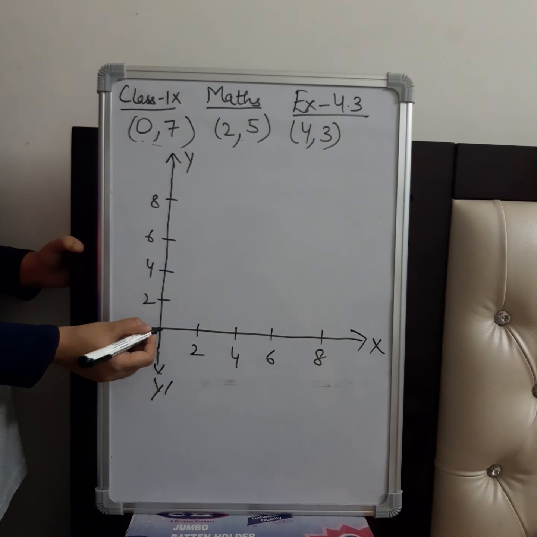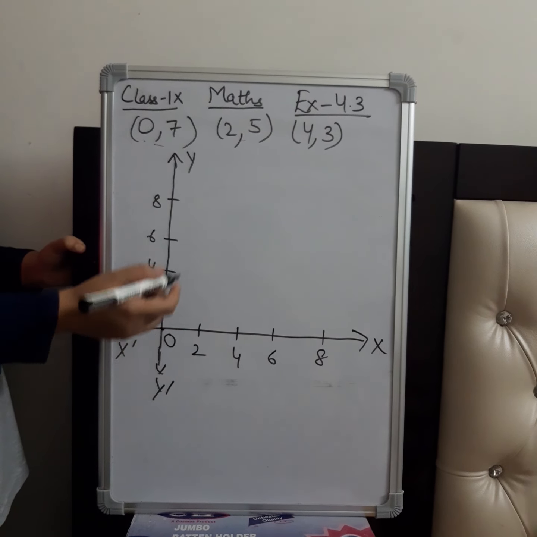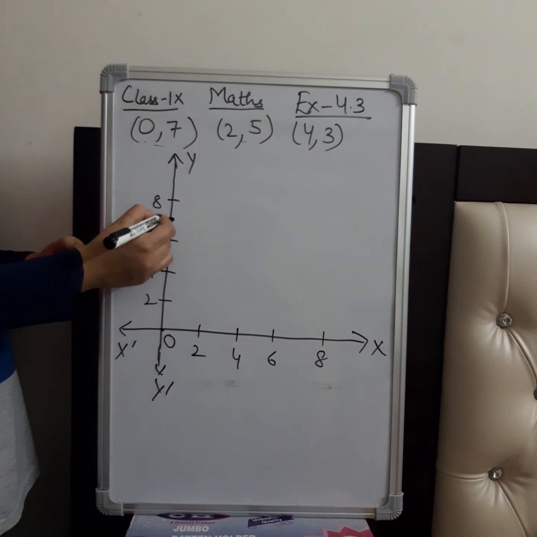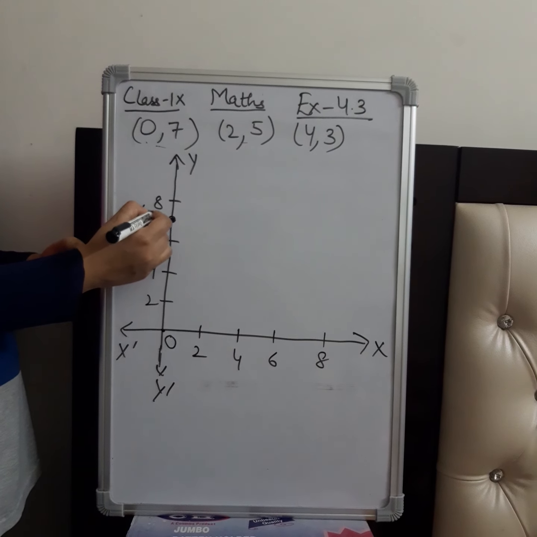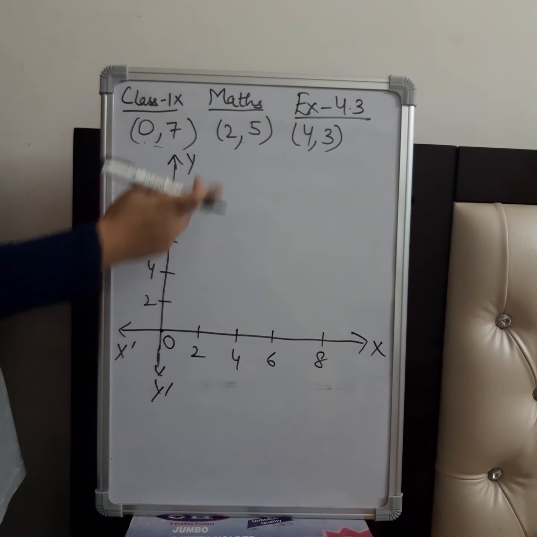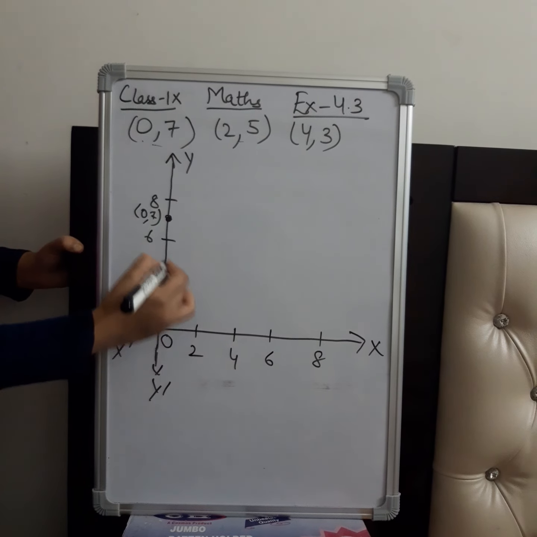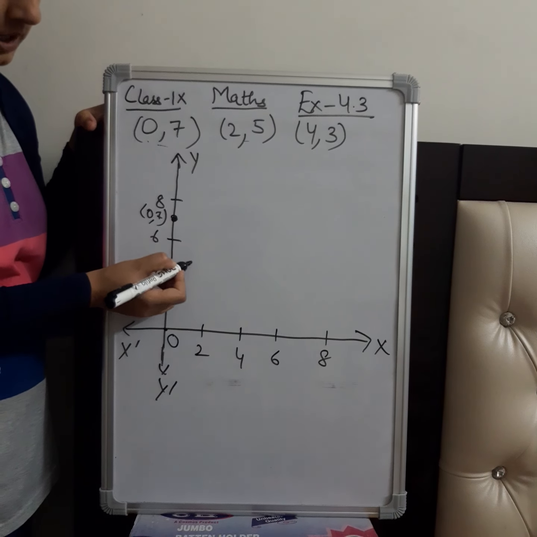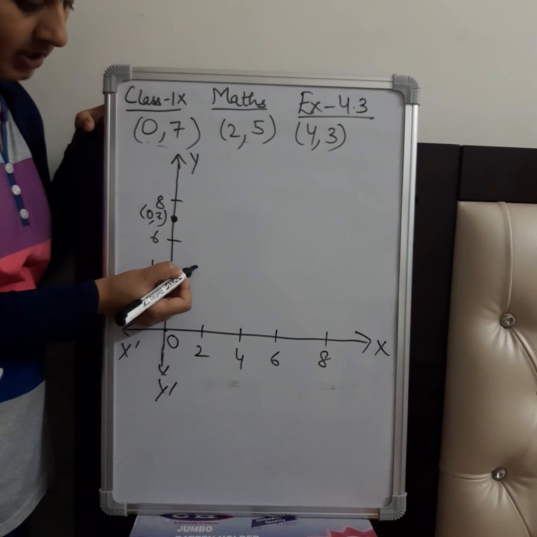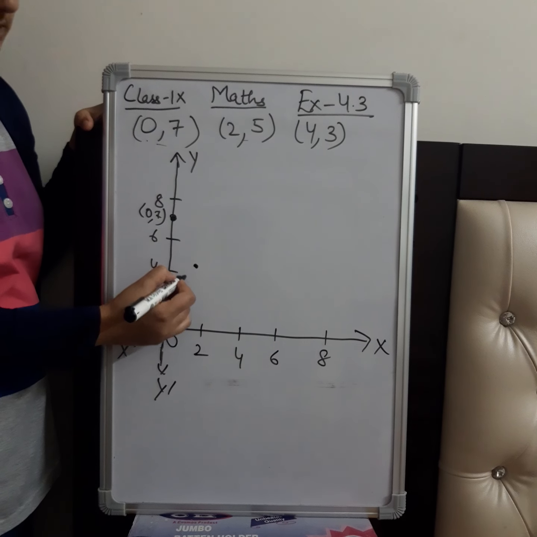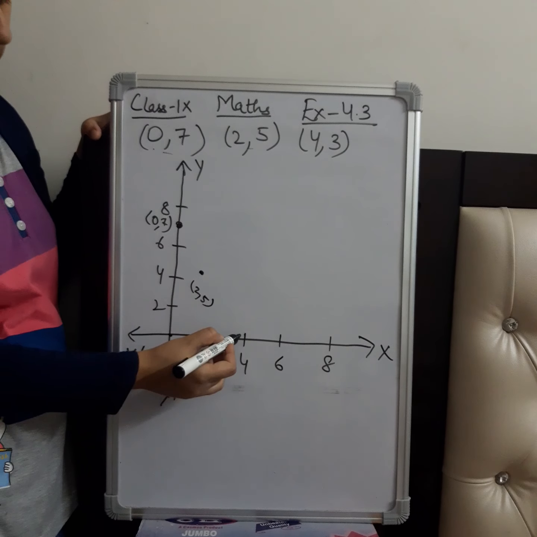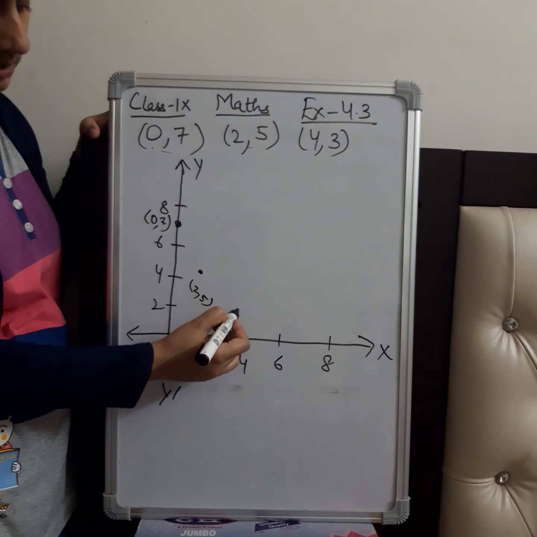Now first point is 0, 7. X is 0, this is origin, 0, 7. So 7 will be here. So this is my first point. I am writing 0, 7. Second is 2, 5. From here I want 2 and here I want 5. It will be here. This point is 2, 5. And third is 4, 3. 4 and from here is 3.